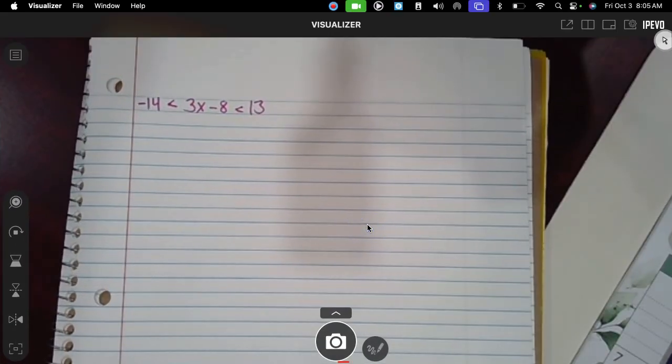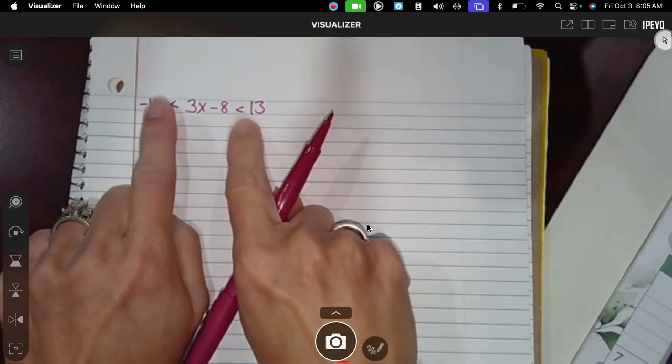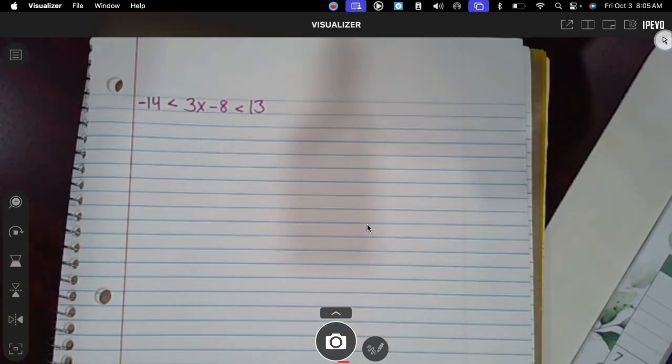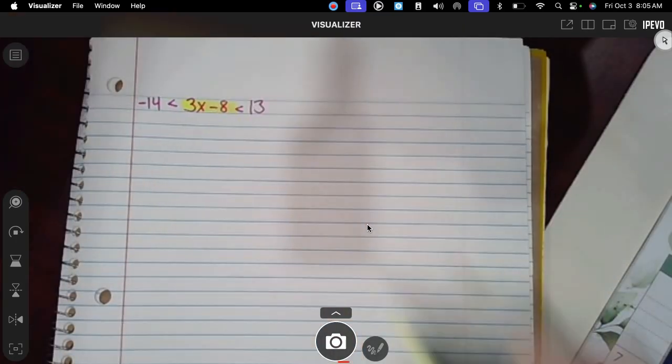Okay, so on your paper, there's one like it. Now, look, it's compound because we've got two. We have two signs and two sides. So if I look with my x, let me highlight. Here's my highlighter. What is with my x? Let's highlight all this. 3x minus 8.